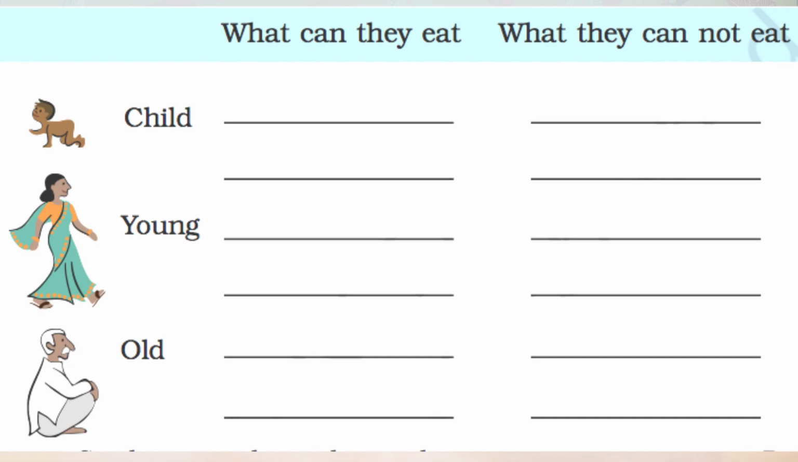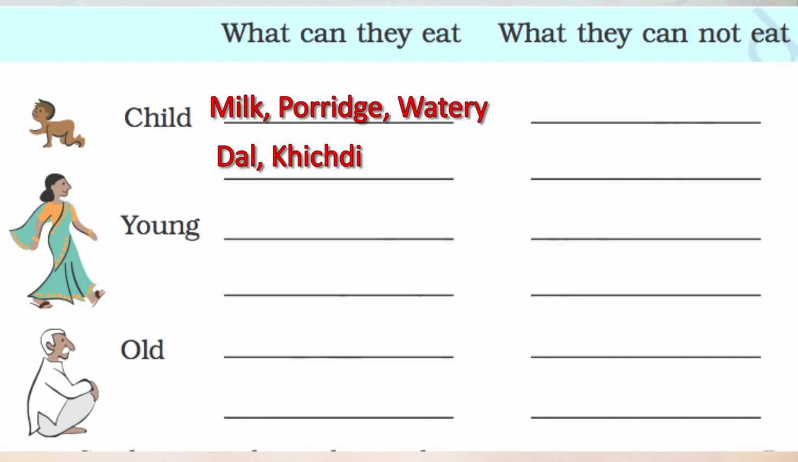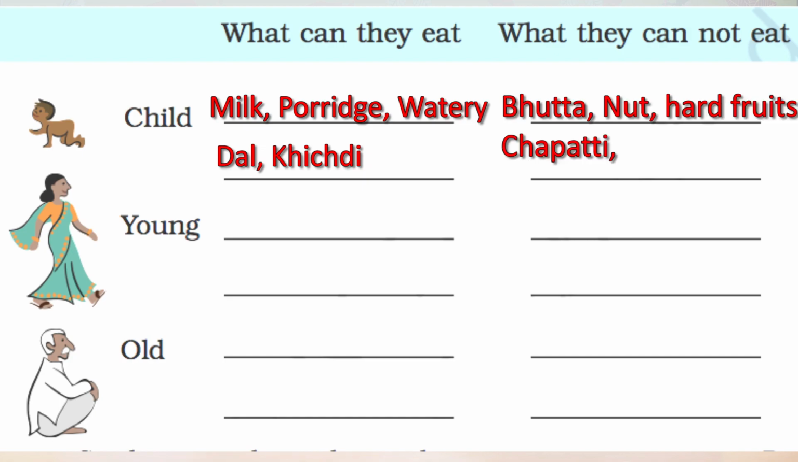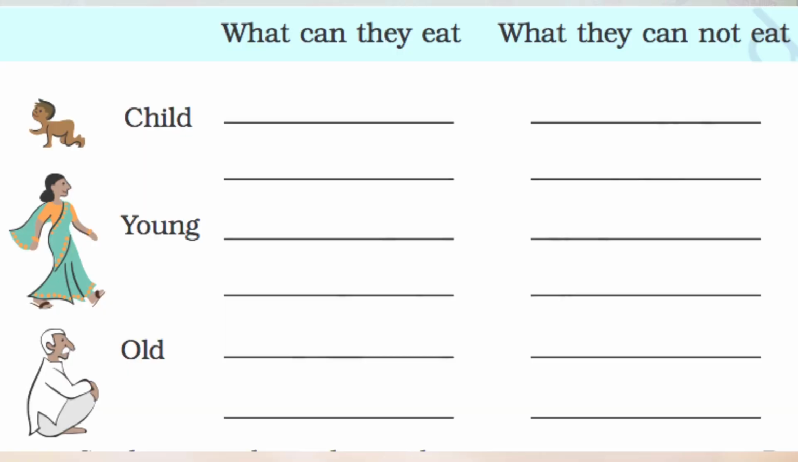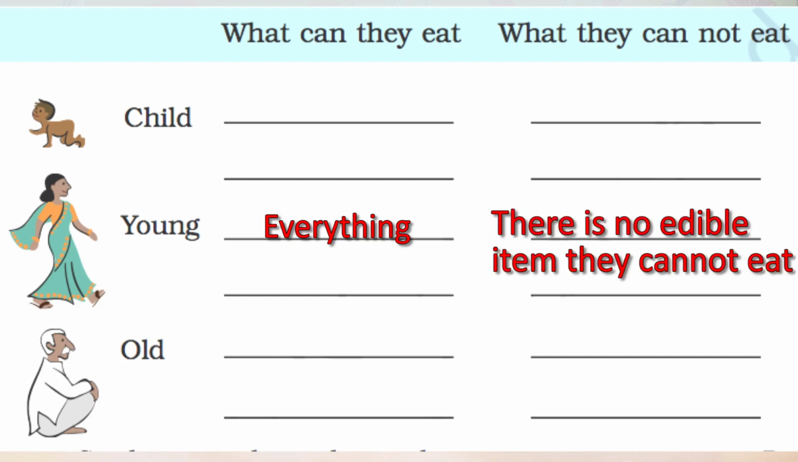Well, allow me to tell you some of the answers. For example, a child can eat milk, porridge, watery dal and khichdi. And what can they not eat? Well, they cannot eat a bhutta, nuts, hard fruits and chapatis. Now on to the young people. What can they eat? Well, they can eat almost everything. And what can they not eat? Well, there is no edible item that they cannot eat.